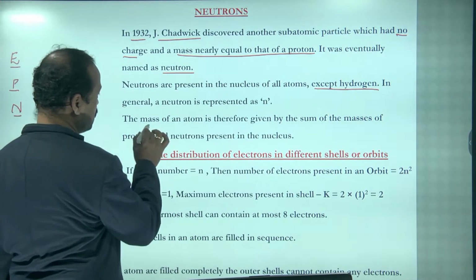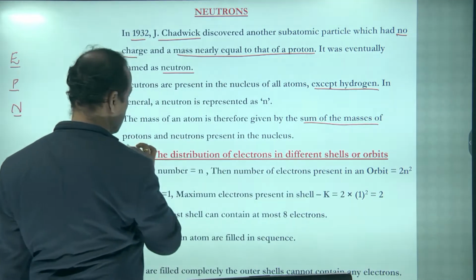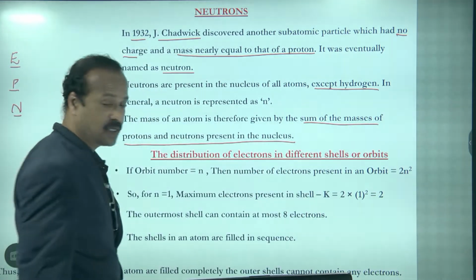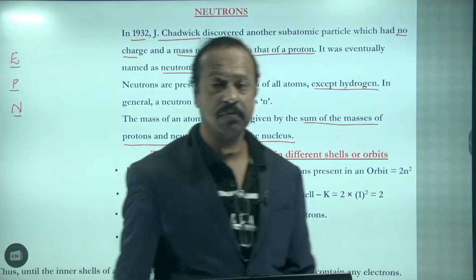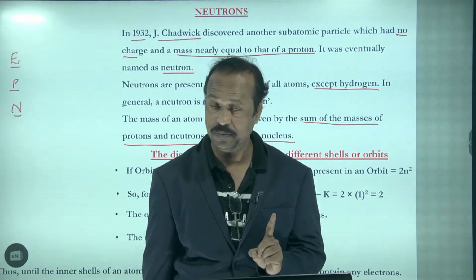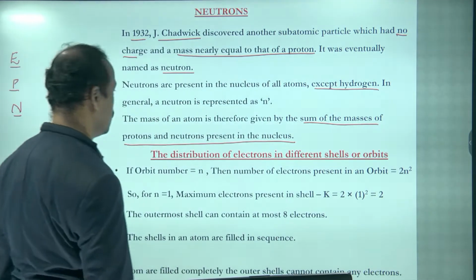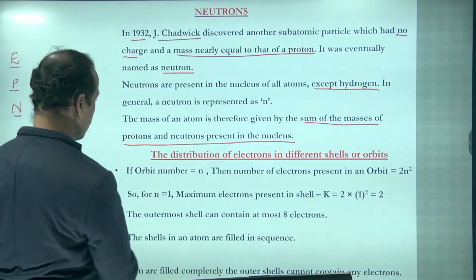The mass of the atom is due to the sum of the protons and the neutrons. The sum of the protons and neutrons constitutes the nucleus, so the total mass of the nucleus is due to protons and neutrons. Is this clear to you? Yes, sir. Right.